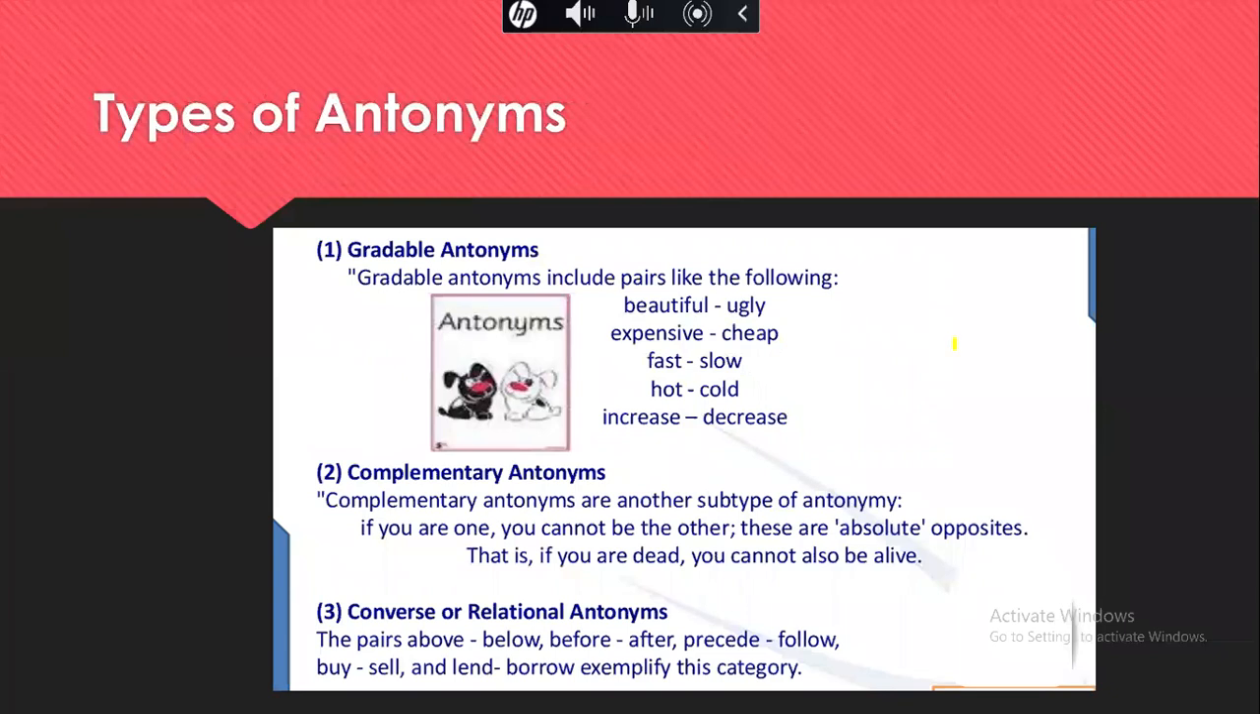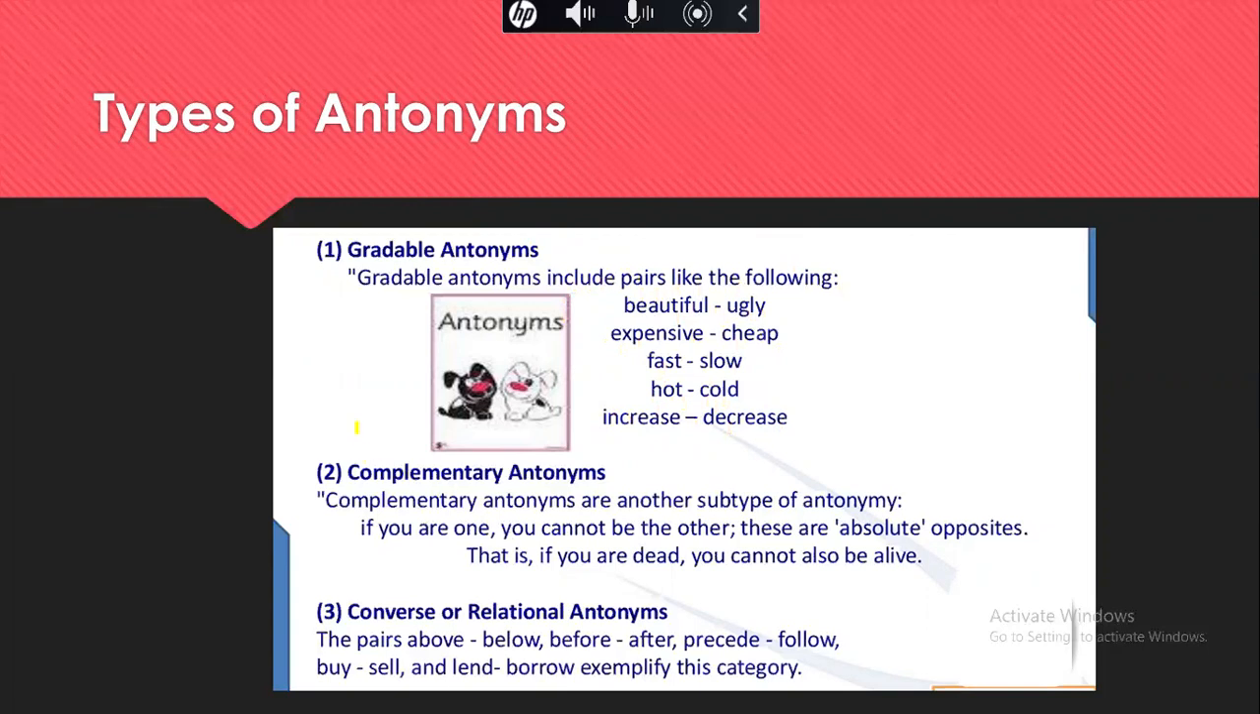Now, the types of the antonyms. You have a little bit of an idea of the types of antonyms because in the previous class we have just gone through it, and in class 6 when you did the list of the opposites, we never discussed the types of the antonyms. So this is just an idea I want to give to you all, so you should know that antonyms consist of three kinds. The first is gradable antonyms. Now the gradable antonyms include pairs like beautiful, ugly, expensive, cheap, fast, slow, hot, cold, increase, decrease.